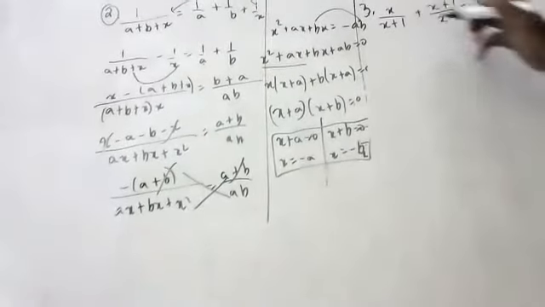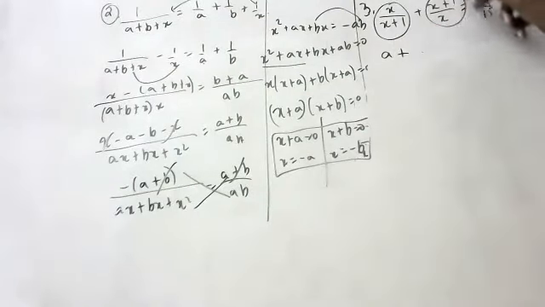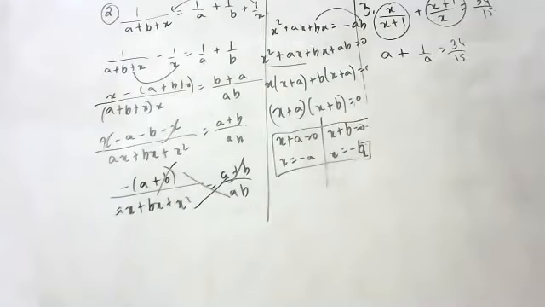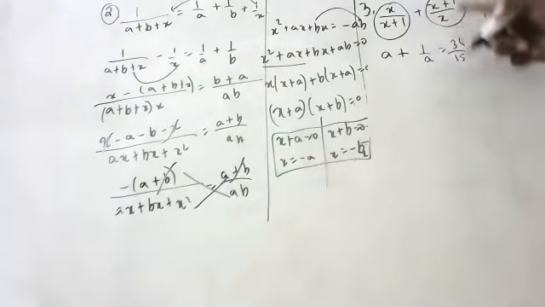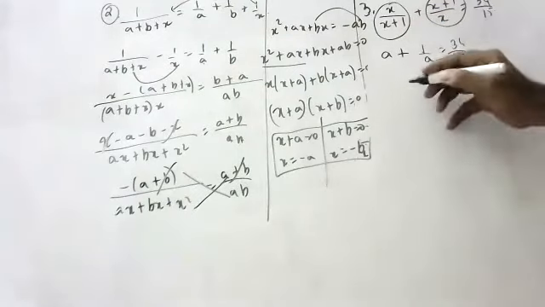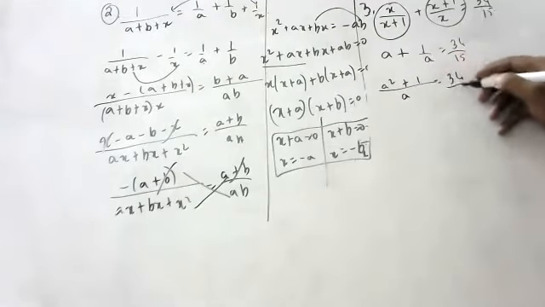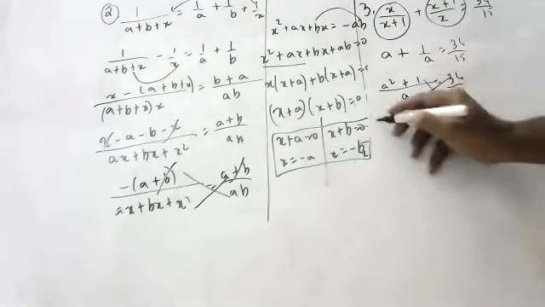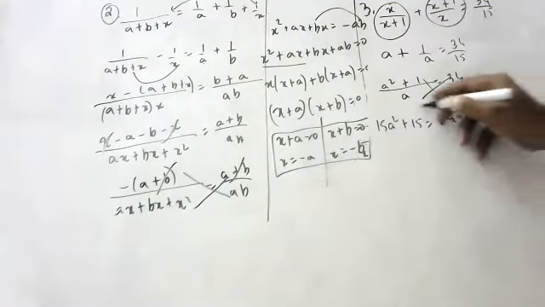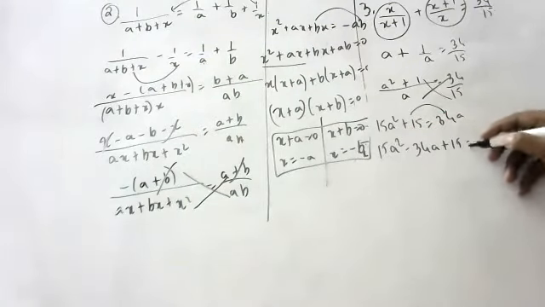So what I will do, children, this I will take as A. Then this will become what, children? 1 by A. Is equal to 34 by 15. If this is A, this will become 1 by A because they are reverses of each other. Now LCM is A, children. A square plus 1 by A is equal to 34 by 15. Okay, this goes here, this goes here. 15A square plus 15 is equal to 34A. This comes here. 15A square minus 34A plus 15 is equal to 0.